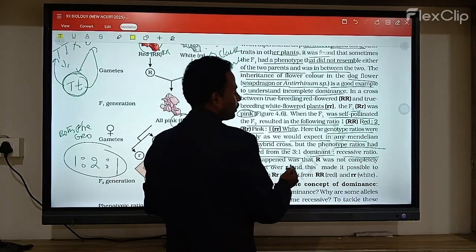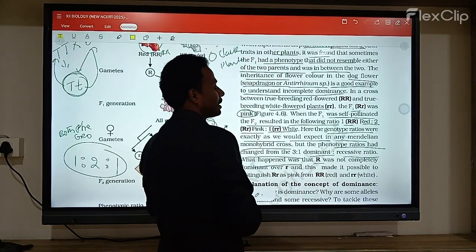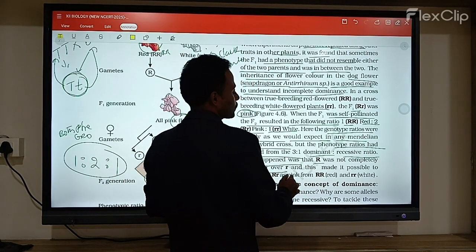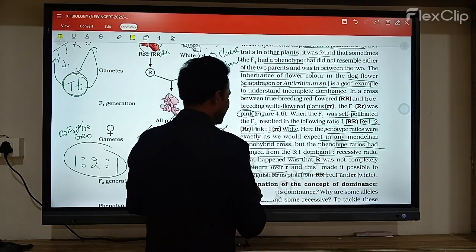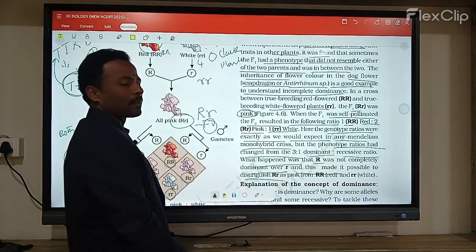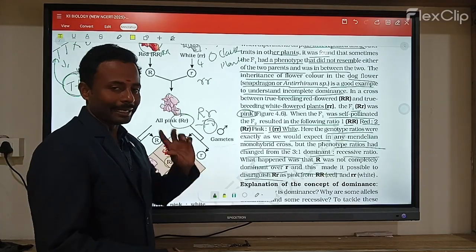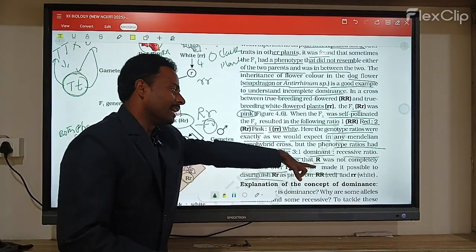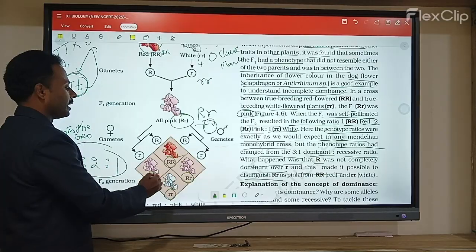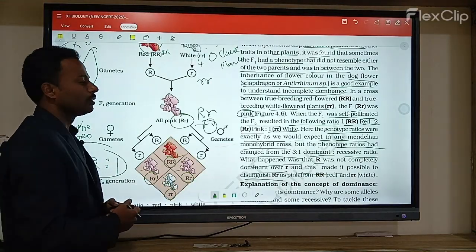What happened is that the capital R was not completely dominant over the smaller r, so the combination makes the pink flower, and they show a red as well as a white flower. So there is red, pink, and white.